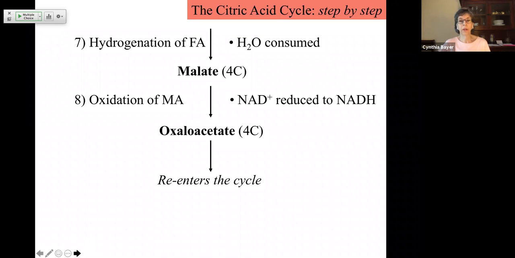So we can then revisit our cycle and look at really what we want to remember from the cycle. I want you to know the steps, but remember, what is the purpose of this cycle? Right? What is the cycle producing overall?